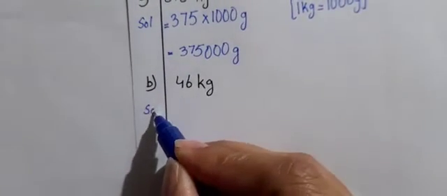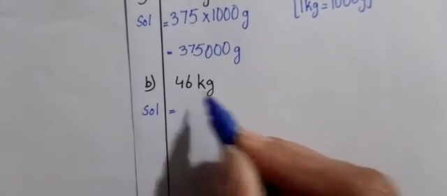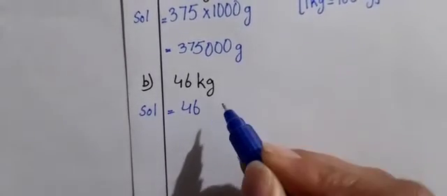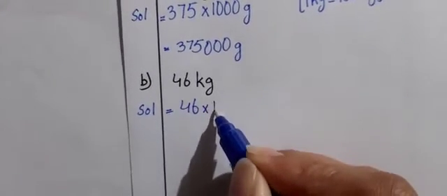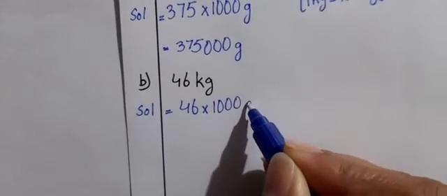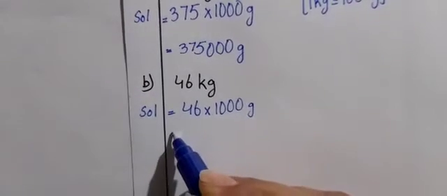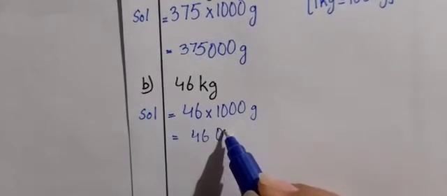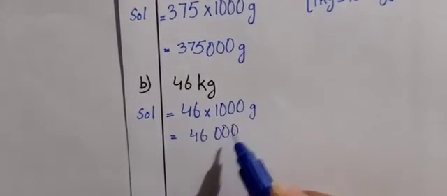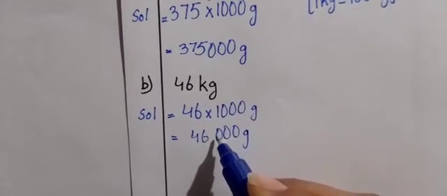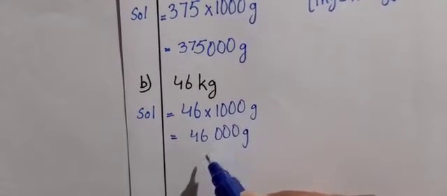We will write SOL for solution, equals to. Now you have to remember that when we are converting the bigger unit into the smaller, we have to multiply it with 1000. It means when we are converting kilogram into gram, we multiply it with 1000. Now it is 46,000 gram. Why am I leaving the space? Because in the international place value system, after writing 3 digits from the right hand side, you have to skip a space.